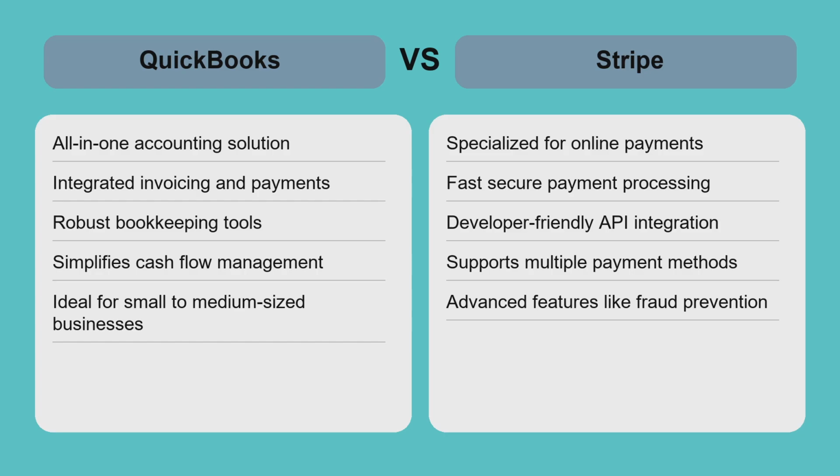For example, a freelancer managing taxes and expenses may prefer QuickBooks, while an online store with complex checkout needs will benefit from Stripe. Choosing depends on whether you want all-in-one accounting or specialized payment processing.